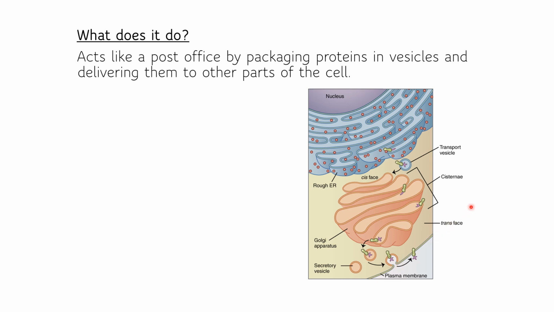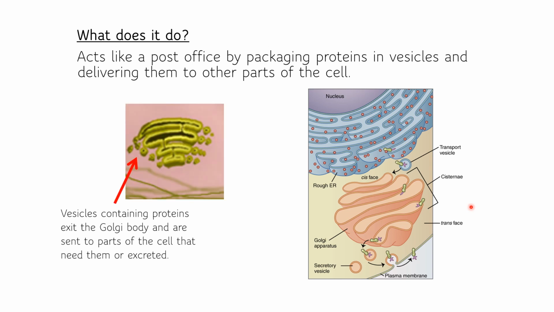It acts like a post office by packaging the proteins in vesicles that are then delivered to other parts of the cell. These vesicles containing proteins exit the Golgi body and are sent to parts of the cells that need them, or are excreted from the cell to travel wherever it is needed.